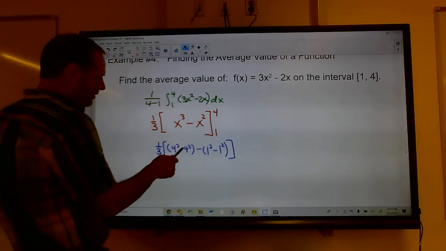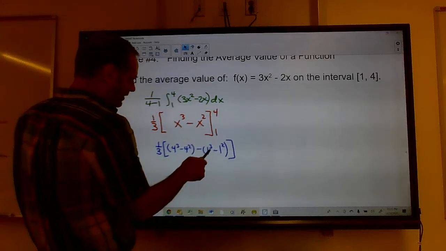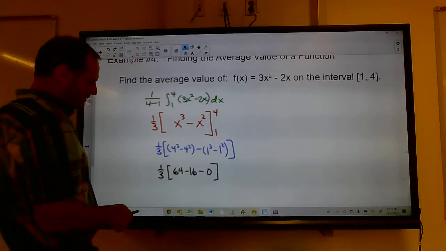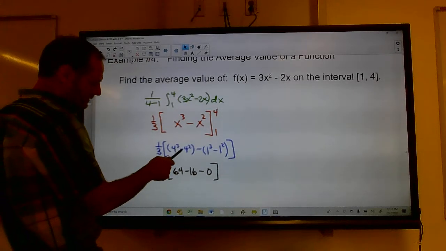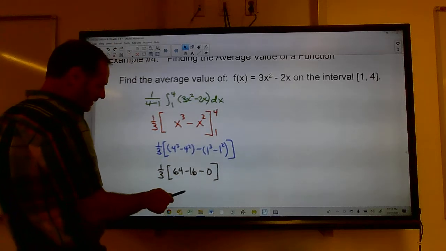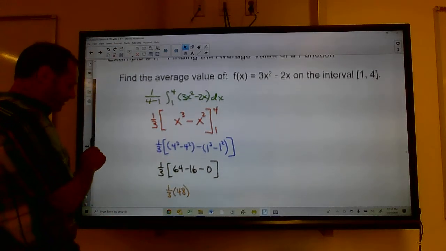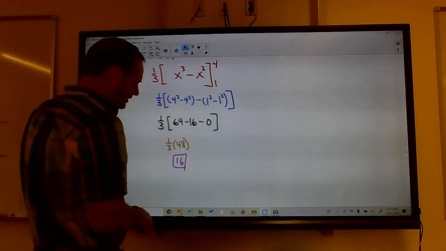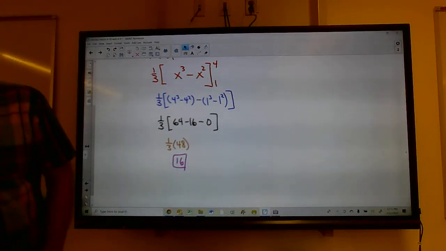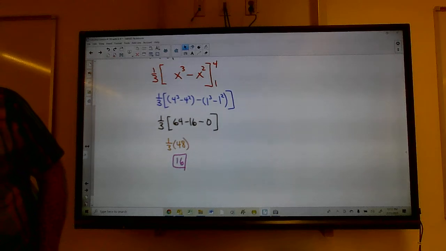I plug in 4, and I subtract plugging in 1. This ends up being 64 minus 16 minus 0. I want 1/3 of that. So it's 1/3 of 48, which is a nice number. That's 16. So there's my average value.